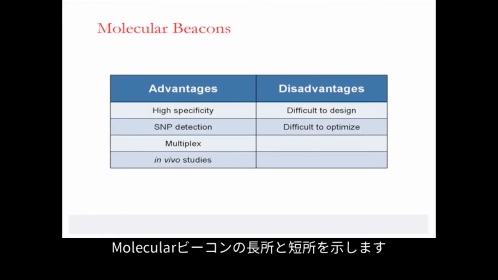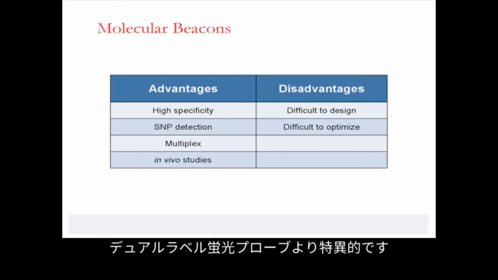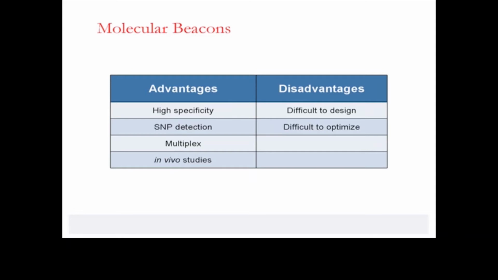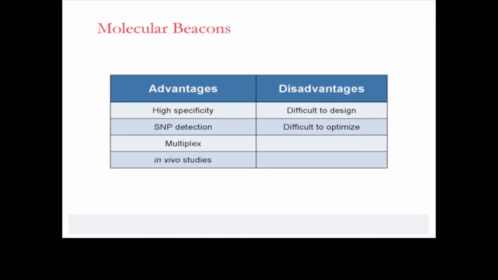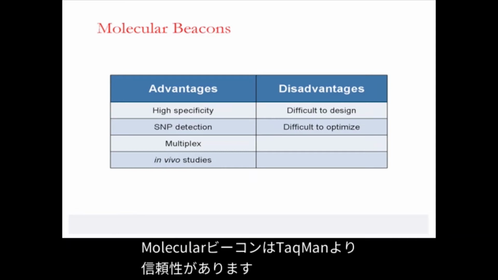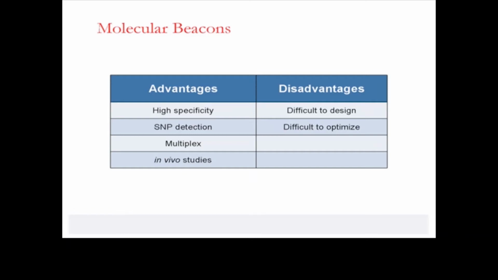This slide shows the advantages and disadvantages of using molecular beacons. Molecular beacon probes can be more specific than dual-label fluorescence probes, as molecular beacons are less stable during annealing. Hence they are good for SNP detection, where the Tm is approximately 65 to 70 degrees. It is harder to design the probes, as they have to be designed over a SNP region. A SNP region may be poor quality with high homology of folding. Hence molecular beacons are more reliable than TaqMan probes over a SNP.